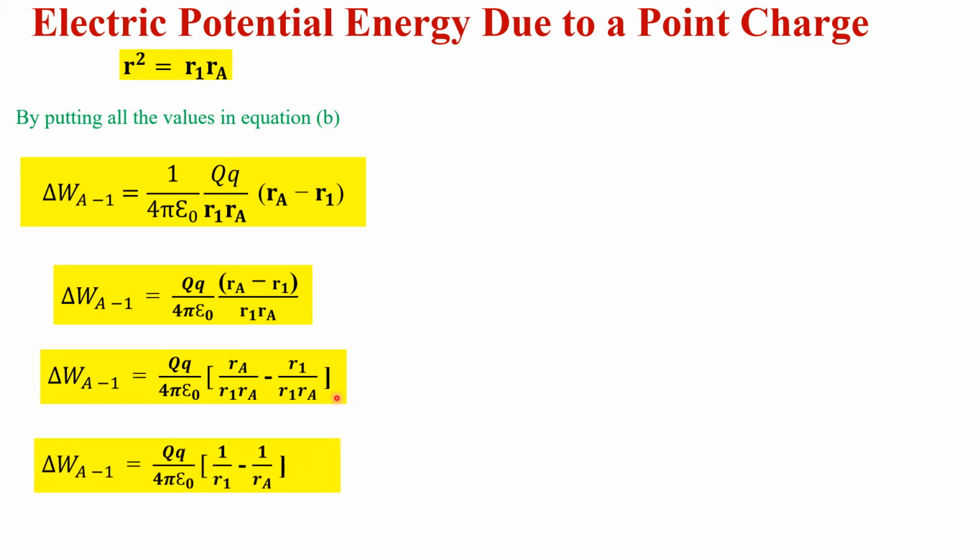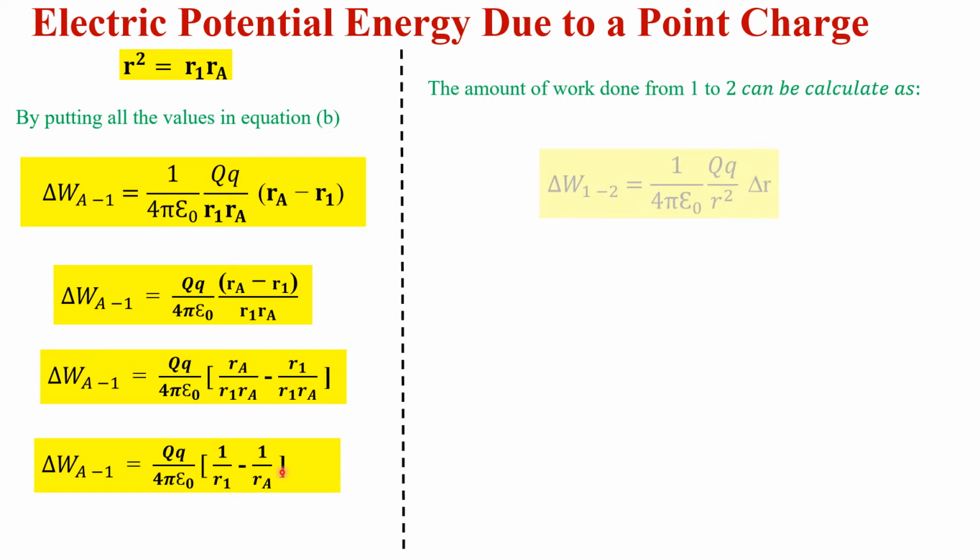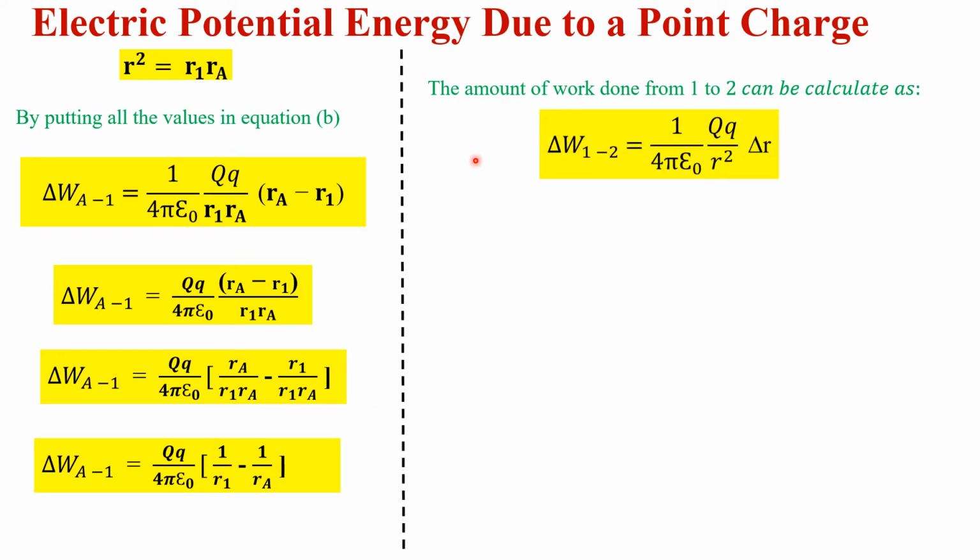RA is cancelled by RA and R1 is cancelled by R1, and finally we get delta W A to 1 is equals to Q into Q divided by 4 pi epsilon naught multiplied by 1 upon R1 minus 1 upon RA.